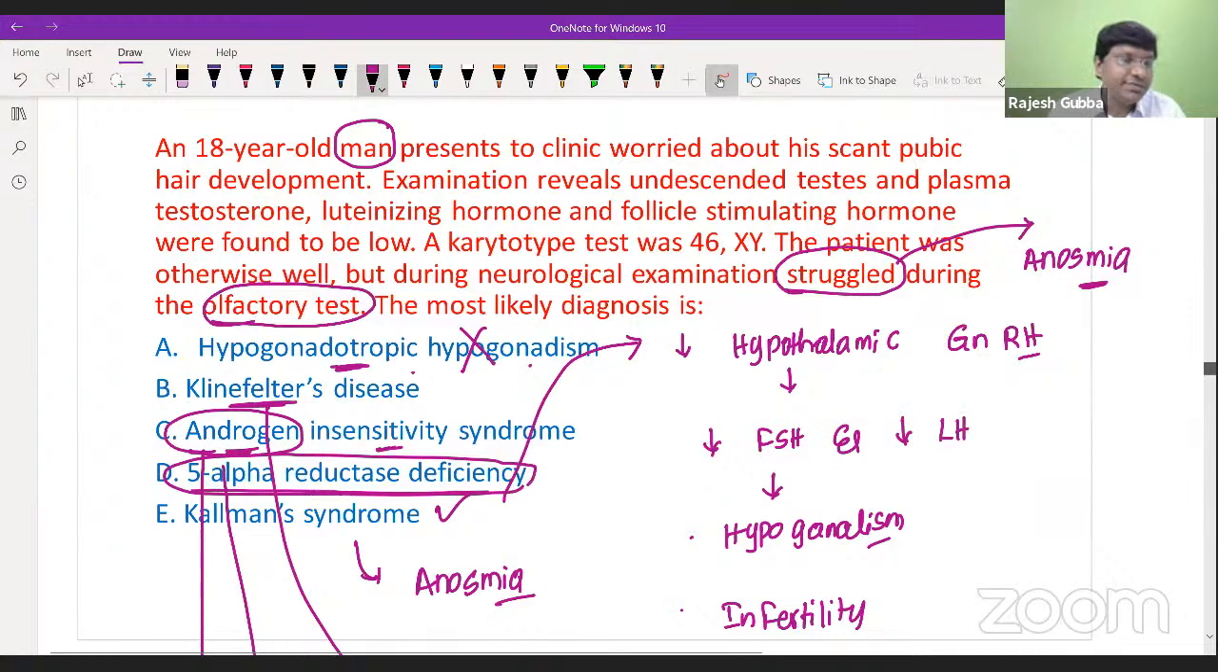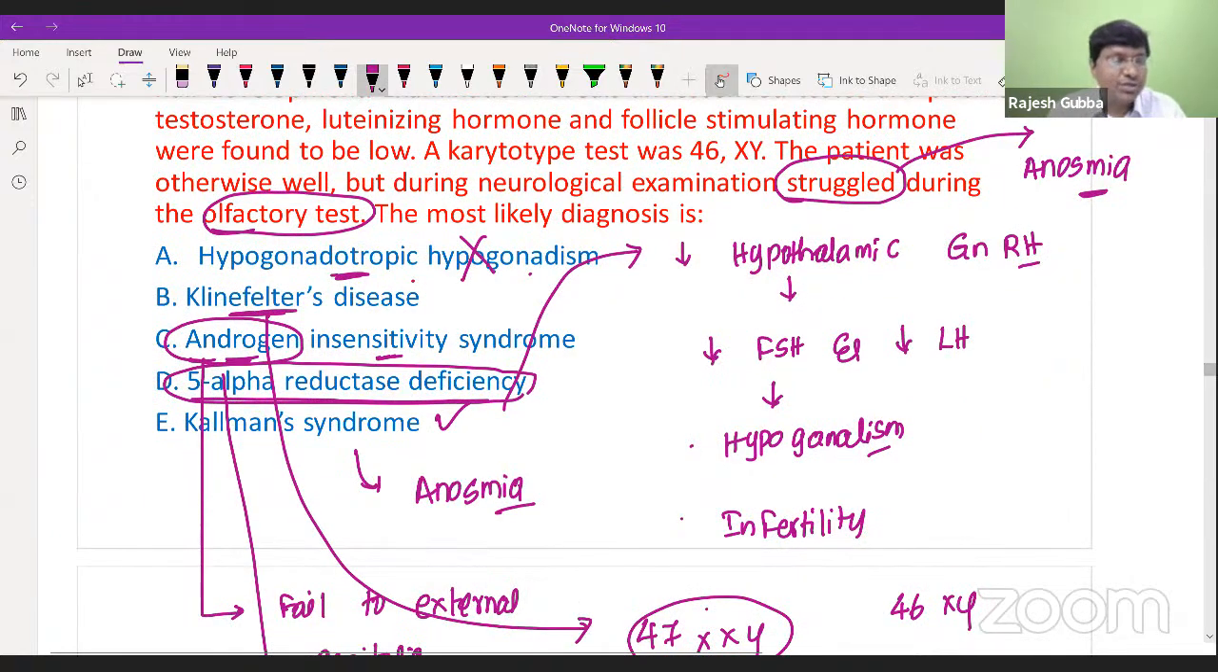Androgen insensitivity syndrome, why is this ruled out? Because in androgen insensitivity syndrome, you will have male genotype and female phenotype. What is given in our question? Male genotype and male phenotype. 5-alpha reductase deficiency, why is this ruled out? Because there is no anosmia in these patients. So that is the reason why the first 4 options are ruled out. The answer to this particular question is Kallmann syndrome.